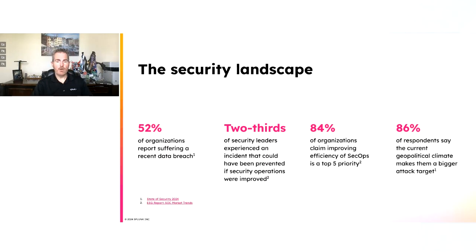86% of all the respondents in our latest survey say that the current geopolitical climate makes them a bigger attack target. We see things in the newspaper, we hear things on the news quite often, different utility companies coming under attack from organizations in different countries around the world. There's always targets happening in the financial sectors and things like that. You have multiple wars going on in the world, so there's always going to be these types of threats that are there. And we need to be able to protect against them and detect them when they happen.